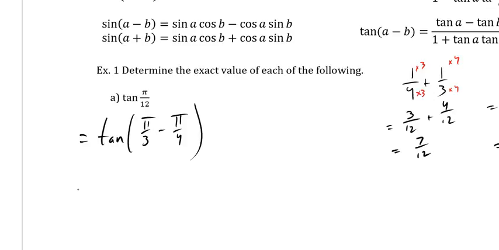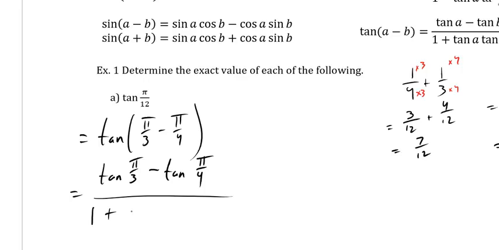So use our formula. So that's tan of pi by 3, order counts here, obviously, minus, whoops, what am I doing? Tan of pi by 4. Same sign on top, over 1 plus tan pi by 3 times tan pi by 4. Opposite sign on bottom.